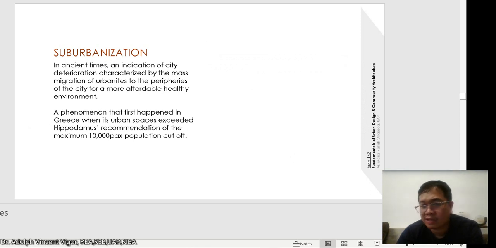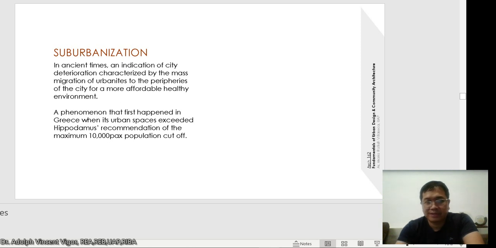So let's talk about suburbanization. In ancient times, it was an indication of a city's deterioration, characterized by the mass migration of urbanites to the peripheries of the city for a more affordable, healthy environment. A phenomenon that first happened in Greece when its urban spaces exceeded Hippodamus' recommended maximum population cutoff of 10,000.